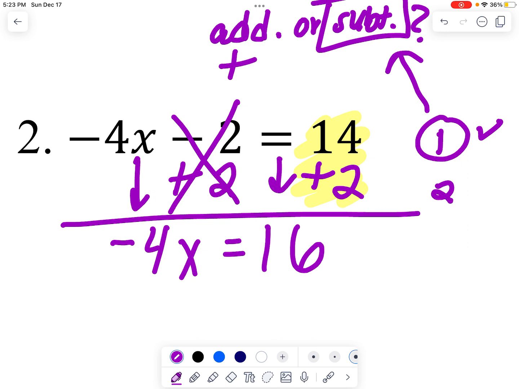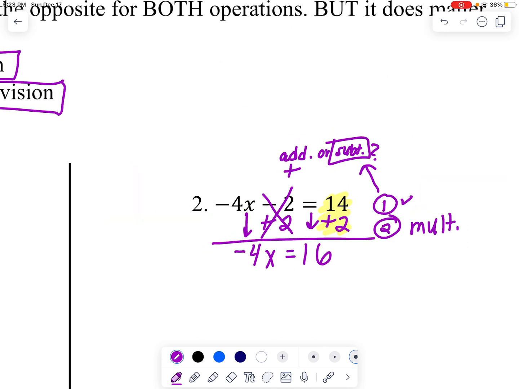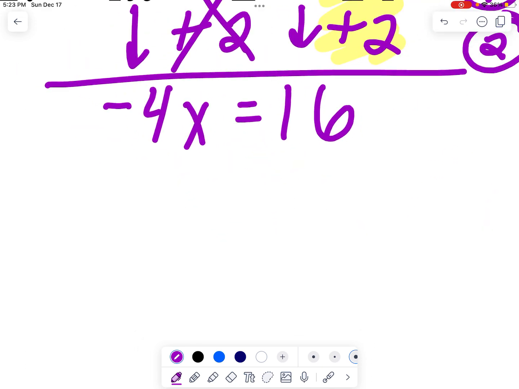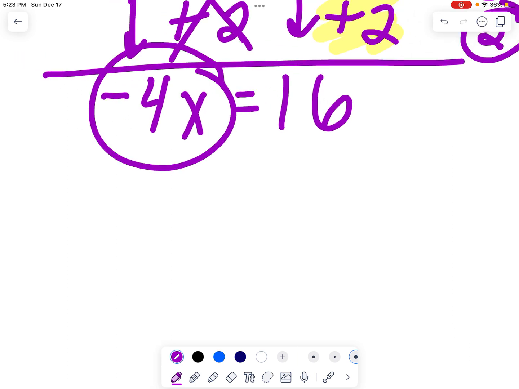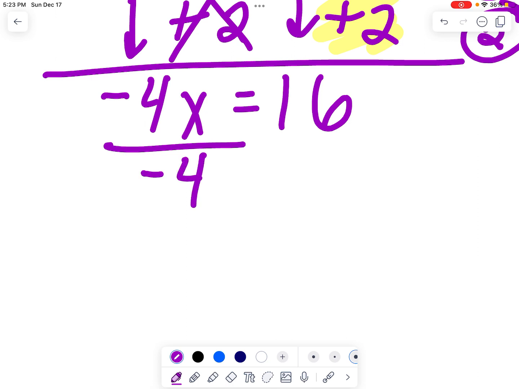Now we need to move on to step 2, which is multiplication or division. One or the other. You only have one choice. So you're going to look and ask yourself, well, what do I see? Do I see a fraction bar here? No, can't be division. That must be multiplication. So to get rid of multiplication, we do the opposite, which is division. So instead of multiplying the x by negative 4, which we already have there, we're going to divide it by negative 4. You draw the division bar.